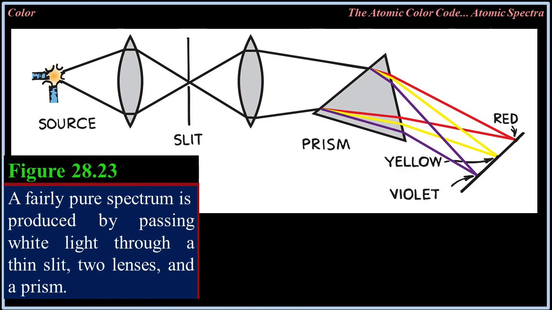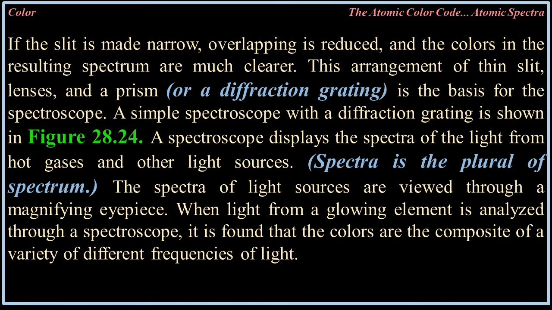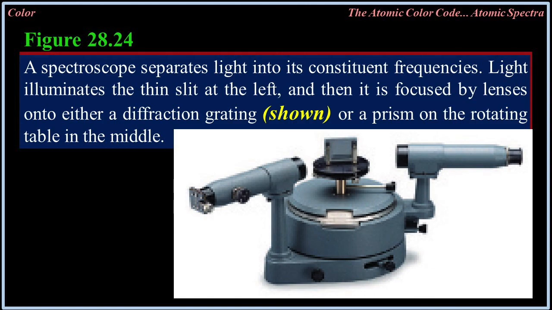Figure 2823, a fairly pure spectrum, is produced by passing white light through a thin slit, two lenses, and a prism. If the slit is made narrow, overlapping is reduced and the colors in the resulting spectrum are much clearer. This arrangement of thin slit, lenses, and a prism, or a diffraction grating, is the basis for the spectroscope. A simple spectroscope with a diffraction grating is shown in figure 2824.